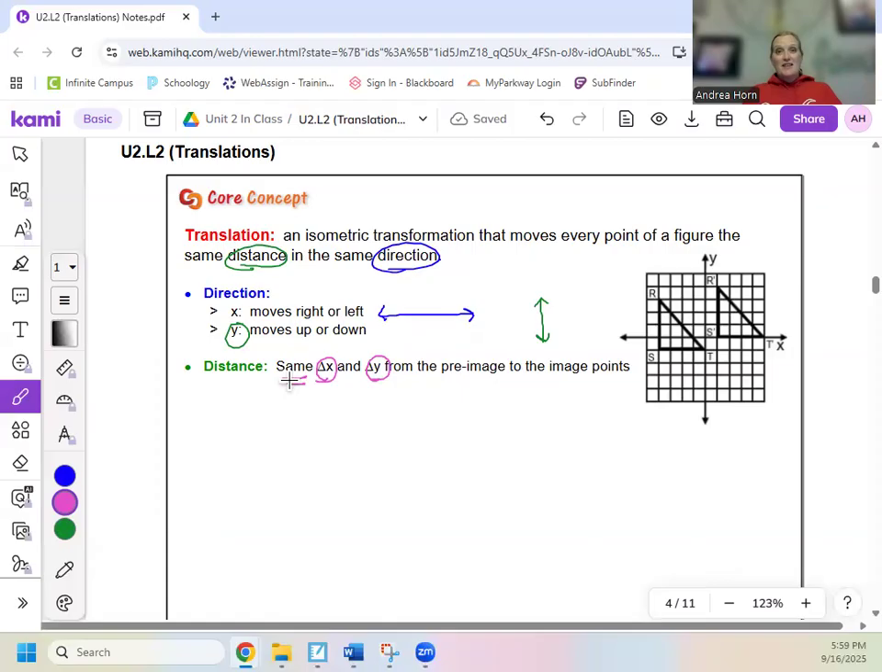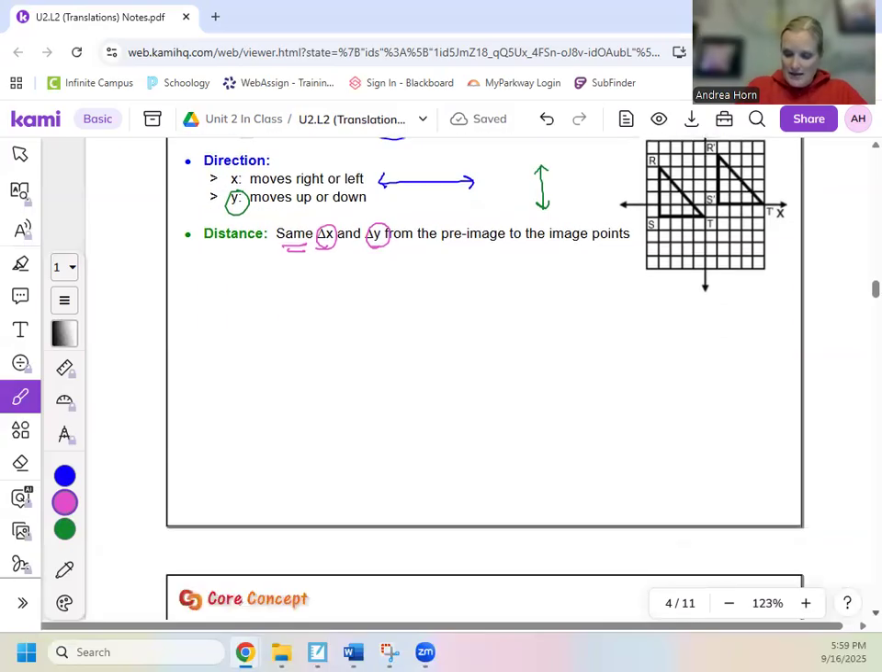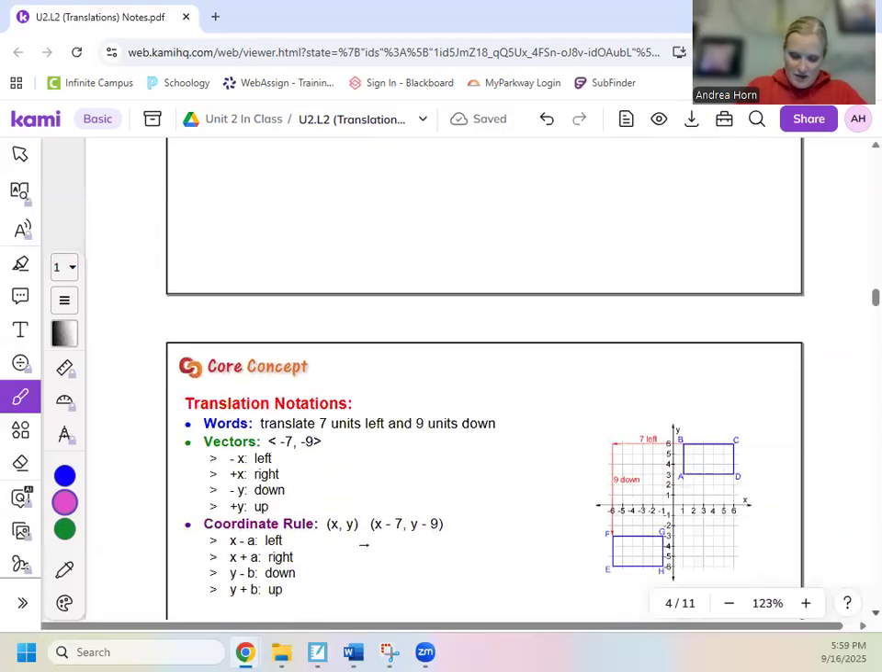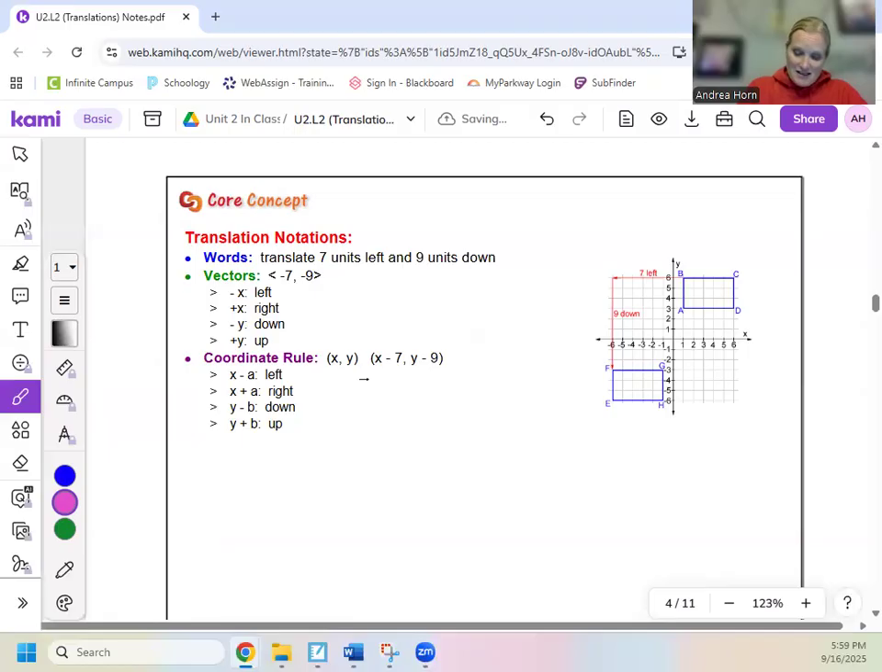Okay, now translations as a transformation are actually pretty simple, pretty straightforward. However, there's lots of ways that we can present this, and there's lots of ways that we can communicate this. So, a couple ways that we can communicate transformations. First of all, I have an example over here.